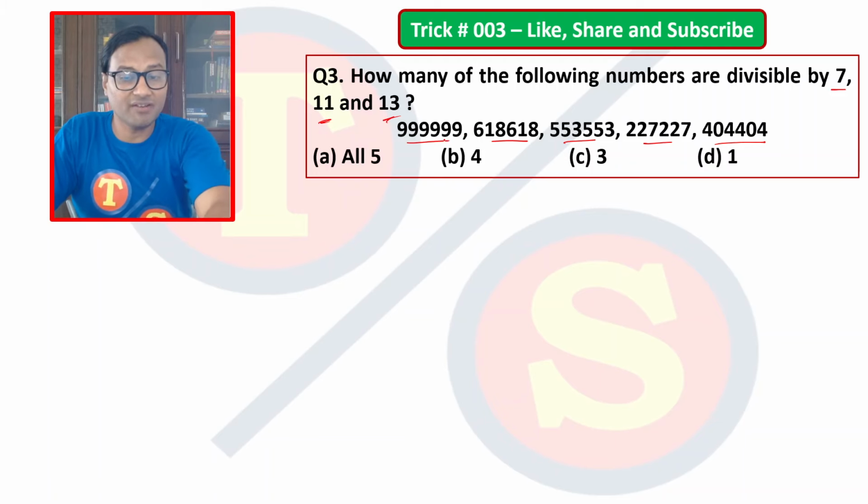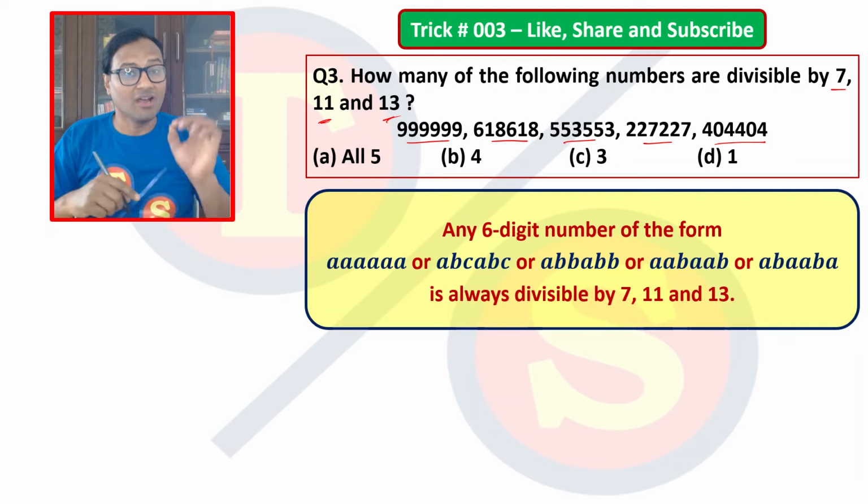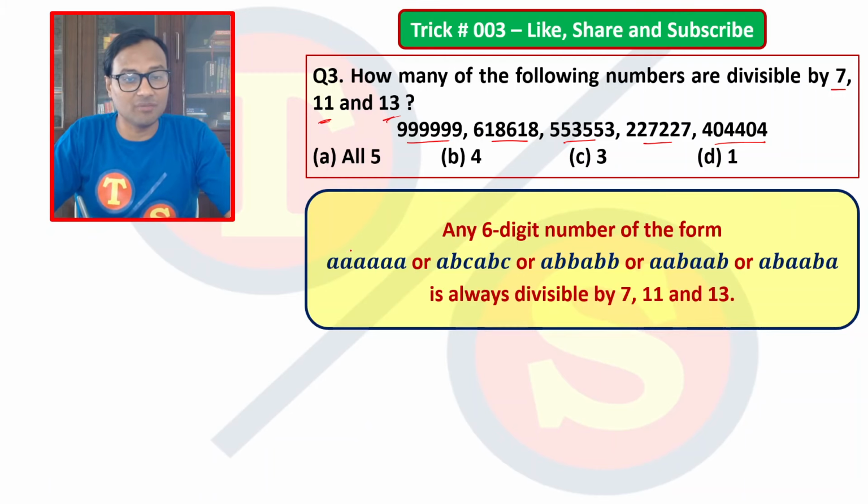So do we have any idea, any trick over here? Yes, we have a trick over here. Always remember that any number whose 6 digits are the same is always divisible by 7, 11 and 13. Any number whose first 3 digits and last 3 digits are the same in the same order is also divisible by 7, 11 and 13. In fact, ABB, this type of number is definitely divisible by 7, 11 and 13.